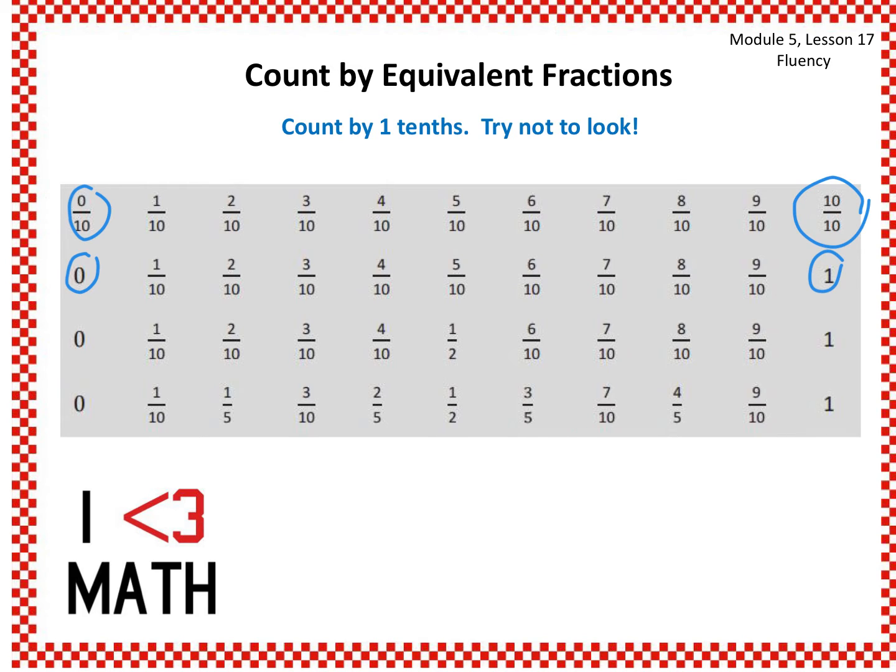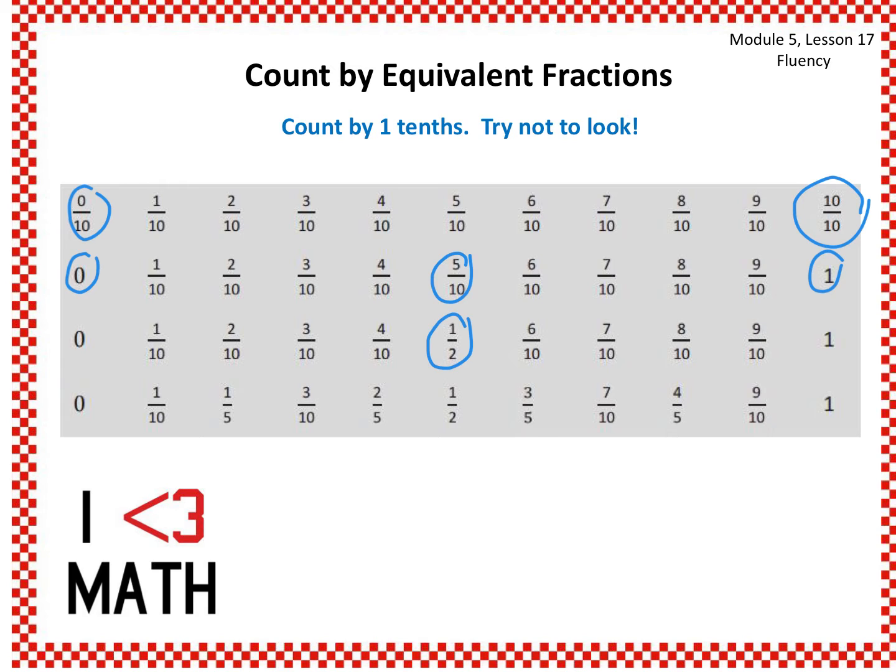All right, on this next row, we are going to find the half. And the half, as you know, half of 10 is 5, so 5 tenths is going to be our half. So we'll start there again with 0. 0, 1 tenth, 2 tenths, 3 tenths, 4 tenths, 1 half, 6 tenths, 7 tenths, 8 tenths, 9 tenths, and 1.